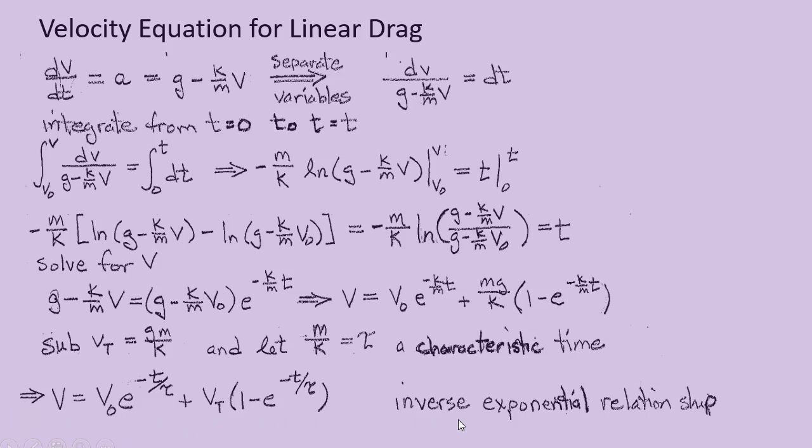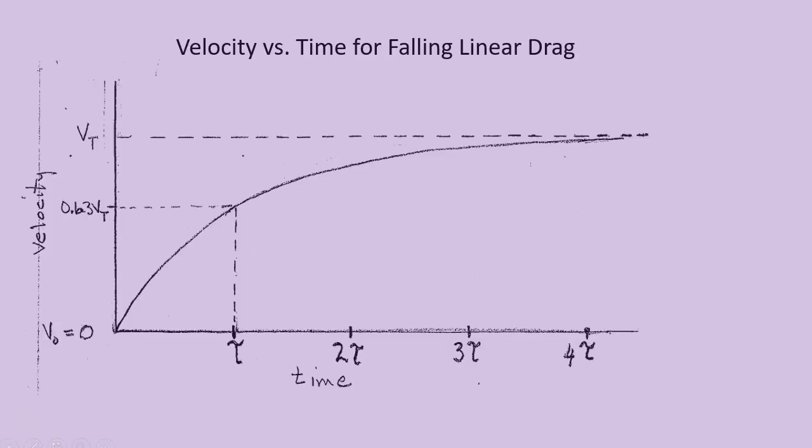This relationship is an inverse exponential relationship. And let's just take a look at what happens as time gets larger. This term goes to 0, and this term goes to 0, and that just leaves us with v sub t times 1. And that would make sense, that as time goes on, the velocity eventually reaches the terminal velocity. Now let's take a look at what that looks like graphically.